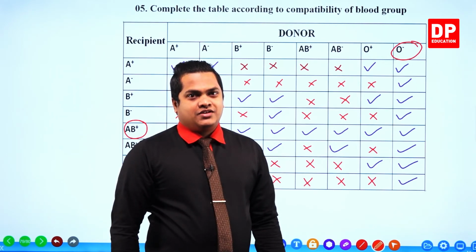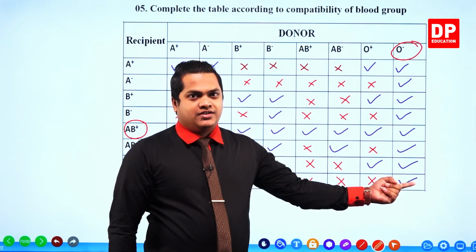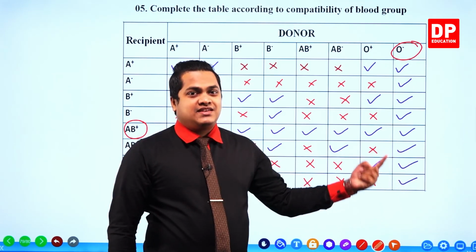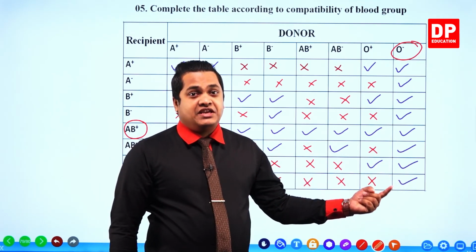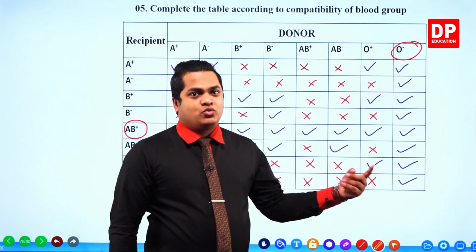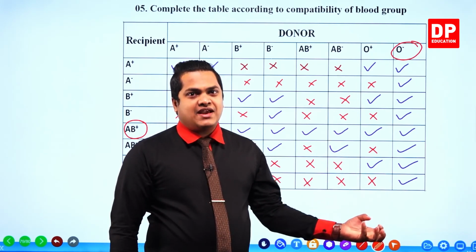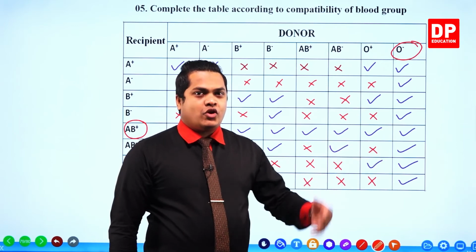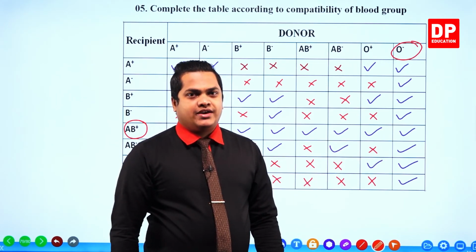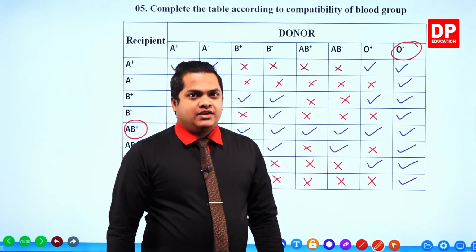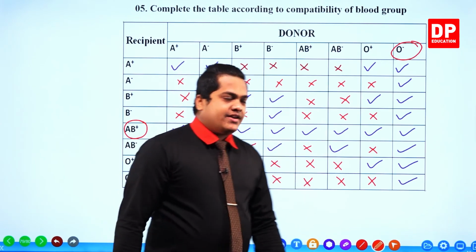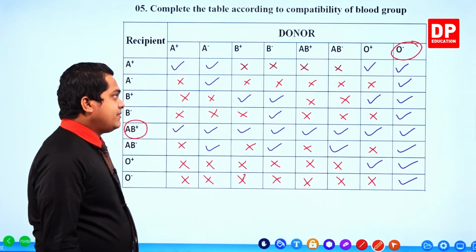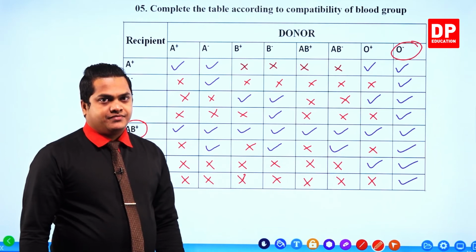Okay, universal donor. However, his receiving ability is very rare. Receiving ability is very less. However, the donating ability is pretty much high. So this is the entire table regarding the compatibility of blood groups, my dear children.